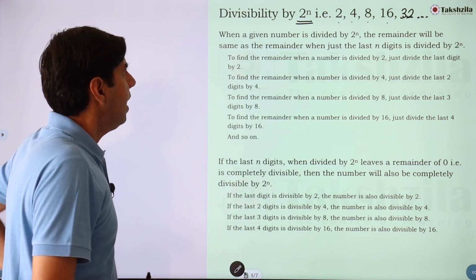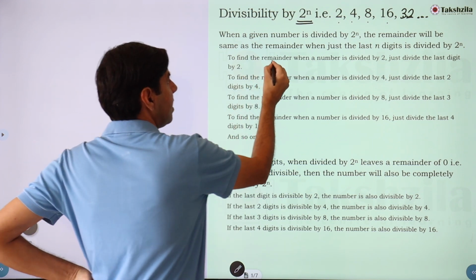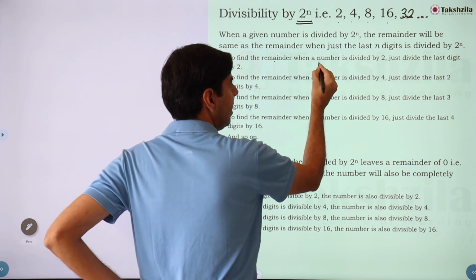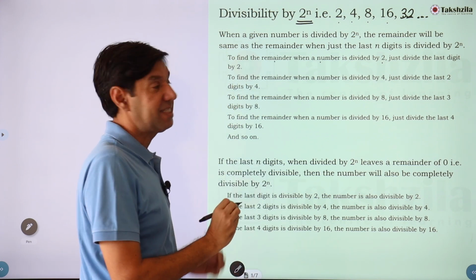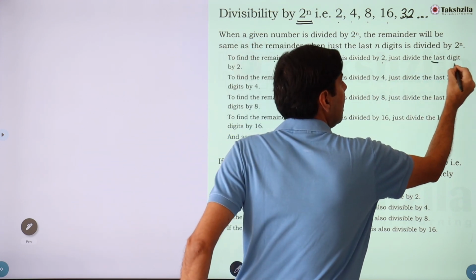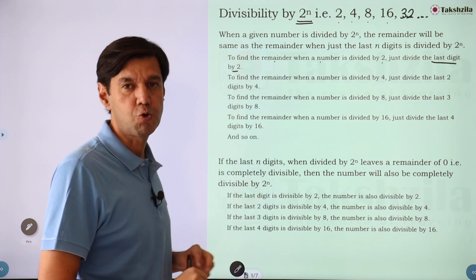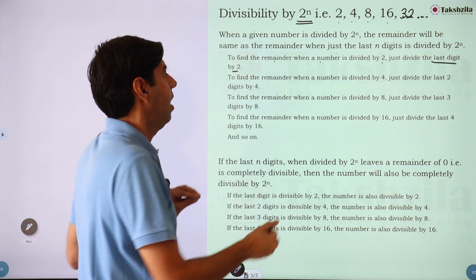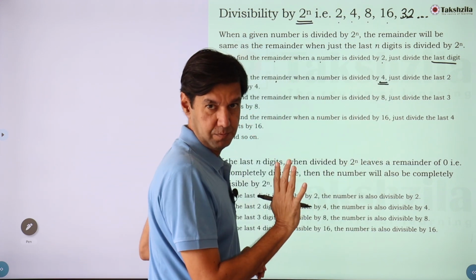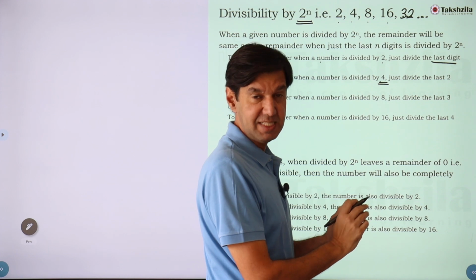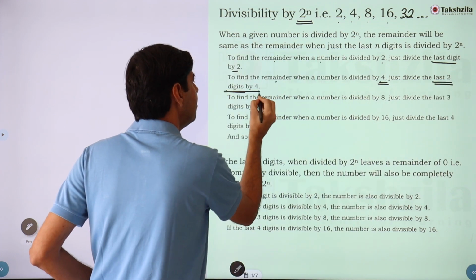So let's say you are checking it by 2. The remainder when a number is divided by 2 is the same as when the last digit of the number is divided by 2. The remainder when a number is divided by 4 is the same as the last 2 digits divided by 4.